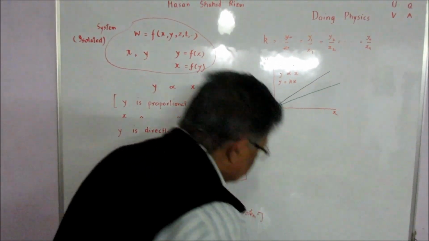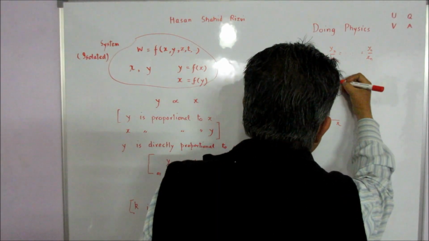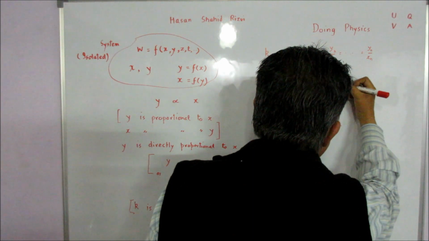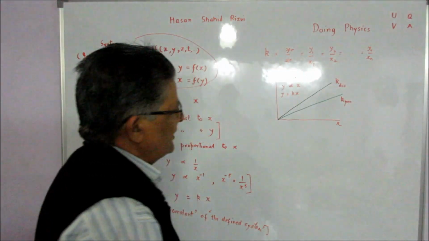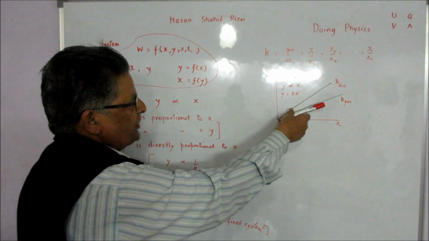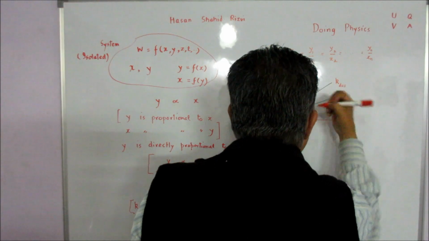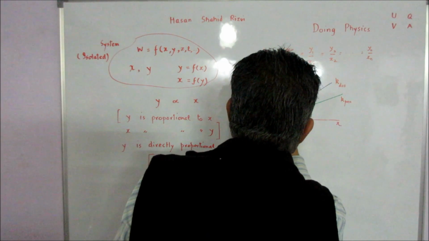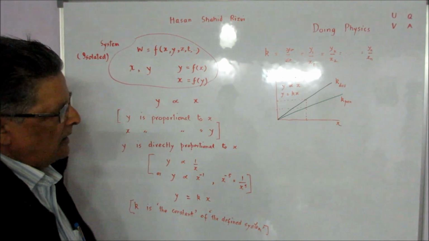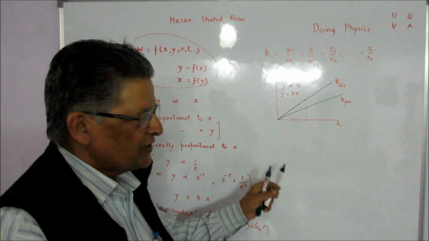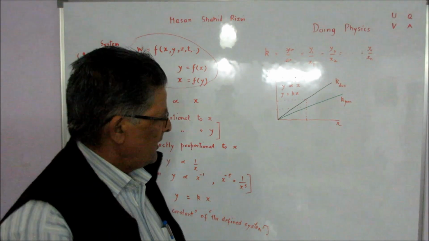Now, this graph appears to me here, the constant is say K duster and this is K pen. So you find that the slope here in the second case is more than the slope in the first case. For example, for the same value of X, I can say that the value of Y appears to be different. So this is what it means that K is the constant of the system. K defines the system.